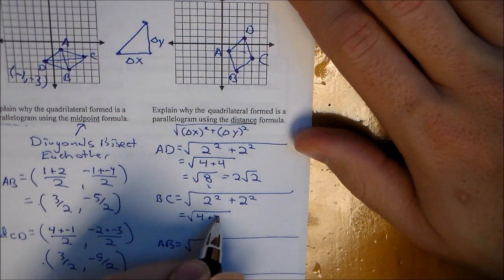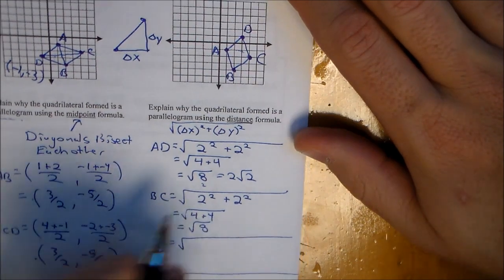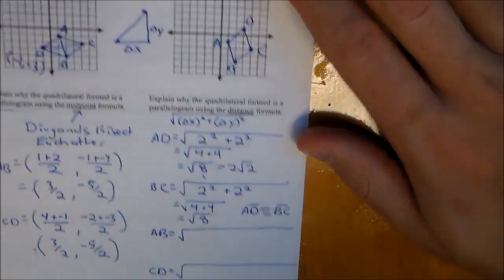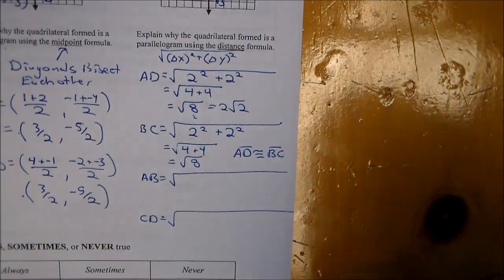So that's 4 plus 4, it's looking the same, and that's the square root of 8. So that tells us that AD is congruent to BC. That's the first step to making it a parallelogram.